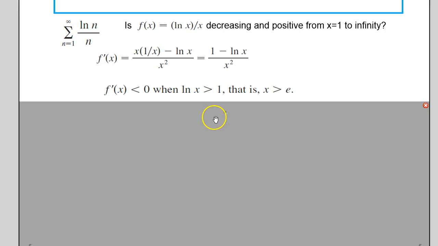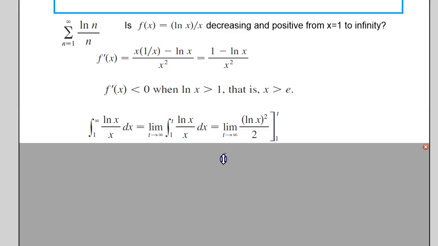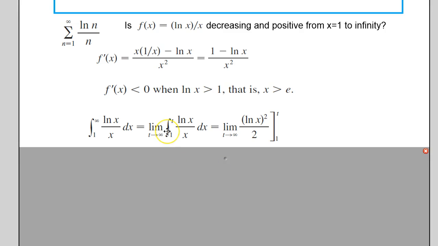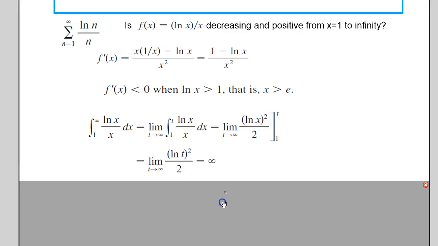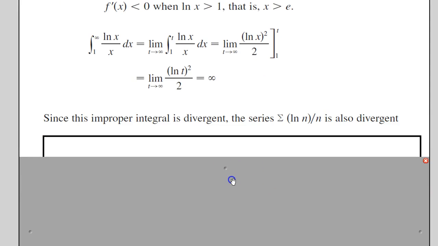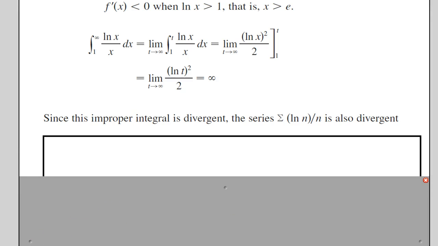Now that we have cleared that, we can use the integral test to determine the convergence of the series. We do this using the limit form: the limit as t goes to infinity of the integral from 1 to t of natural log of x over x. How do we take the integral of this? We use u substitution. Let u be natural log of x, and then dx over x is equal to du. And we have something that looks like that, and we can see that it goes to infinity. So very quickly, if it goes to infinity, then this integral is divergent, which means the series is also divergent. That's the end. I know that was quick.